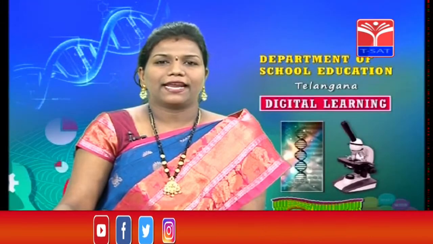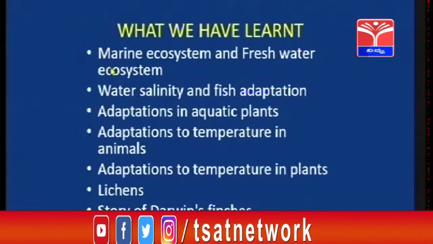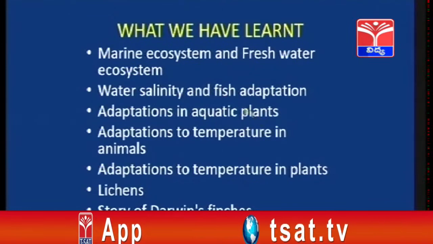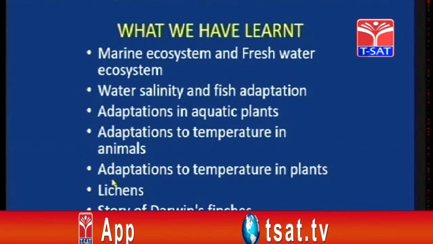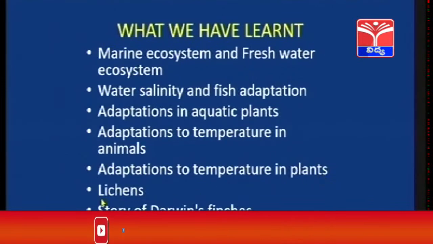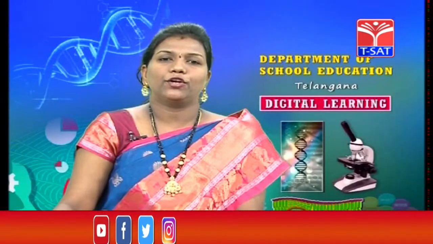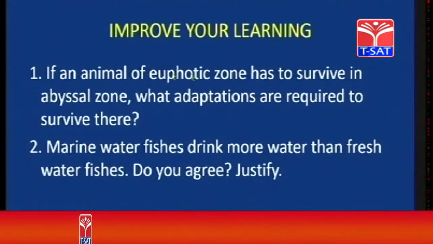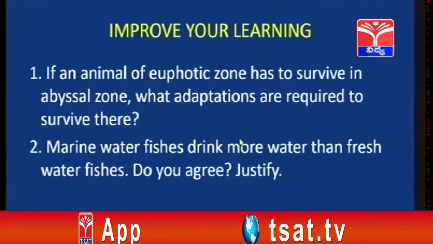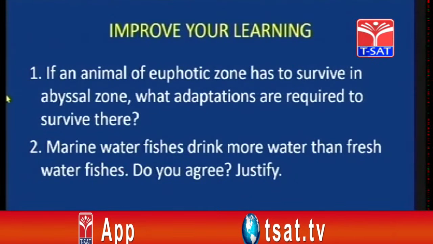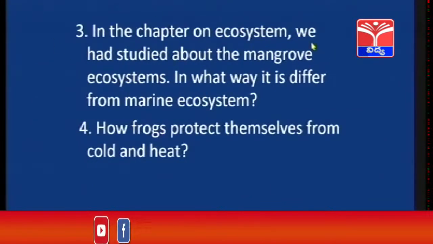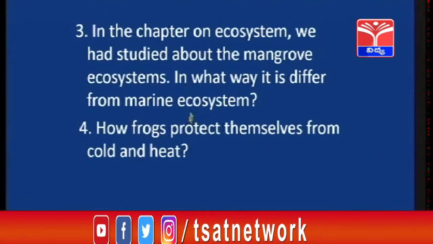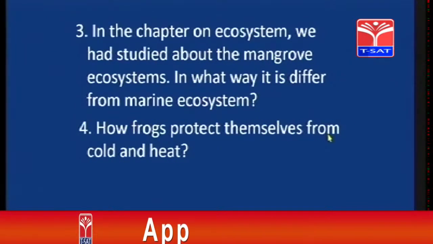What we have learnt: marine ecosystem and the freshwater ecosystem, types, zones, water salinity and fish adaptations, adaptations in aquatic plants, adaptations to temperature in animals, adaptations to temperature in plants, the story of the Darwin finches and the lichens. Improve your learning. If an animal of the euphotic zone has to survive in the abyssal zone, what adaptations are required to survive there? Marine water fishes drink more water than the fresh water ones. Do you agree? Justify. In the chapter on ecosystem, we had studied about the mangrove ecosystem. In what way is it different from the marine ecosystem? How do frogs protect themselves from cold and heat?